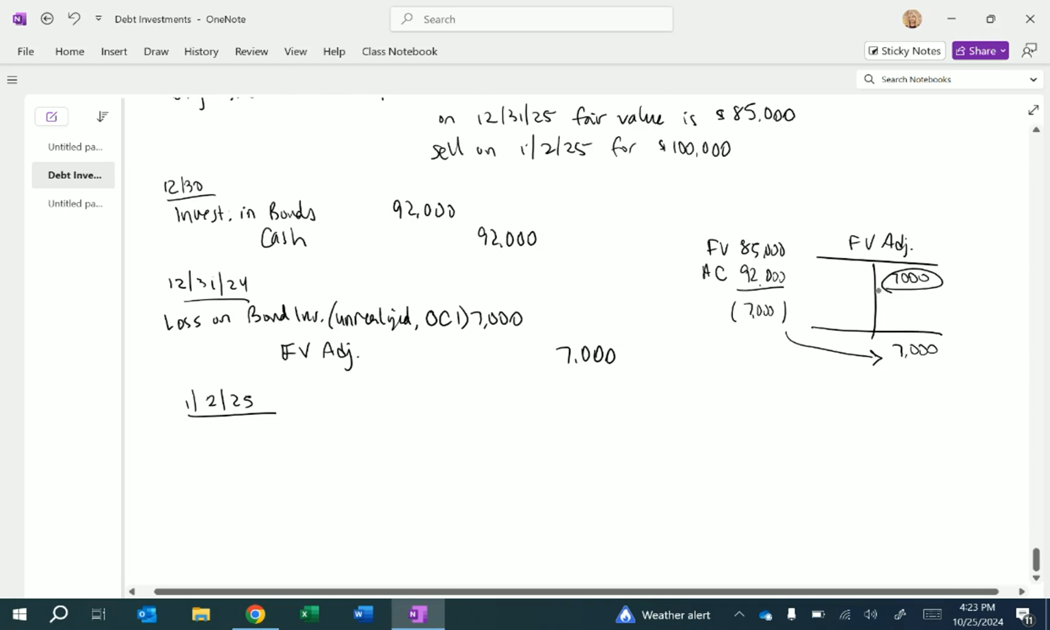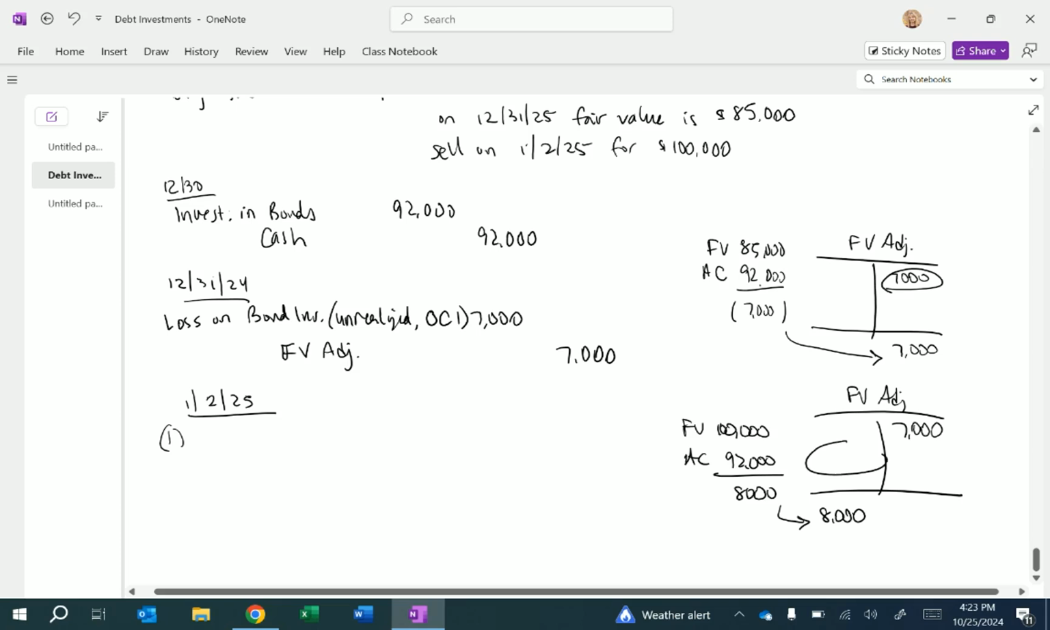We need 3 adjustments. 1, bring it to its fair value. All right, so fair value adjustment. It starts off with a 7,000 credit. Fair value is 100,000 on January 2nd. Amortized cost is still 92,000. There's no discount or premium. We want our ending balance to be a positive 8,000, or a debit of 8,000. What do we need to record in order to get it from a negative 7,000 to a positive 8,000? We need to record a debit of 15,000 to the fair value adjustment account. The credit, gain on bond investment, unrealized OCI.